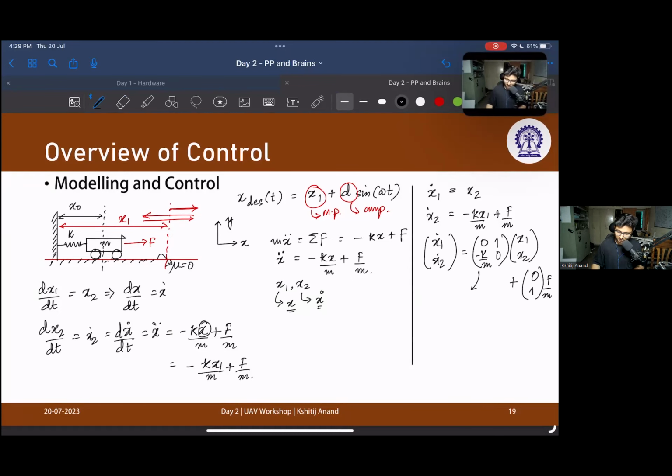So this is called the system matrix. This is called the state vector, and this is called the input vector or the control signal. So this is an overview of how we do modeling and control in the modern control theory. Okay.